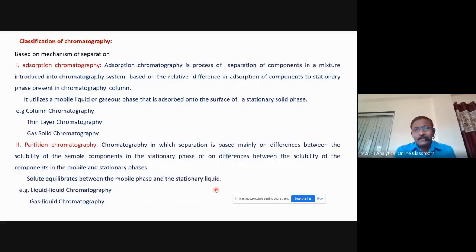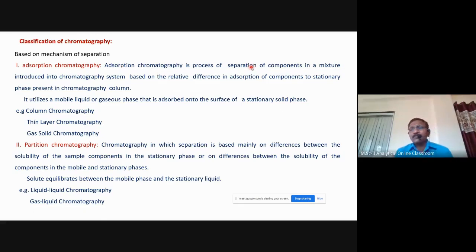Broadly, on the basis of the mechanism of separation, we have seen the classification of chromatography, there are a number of ways given, but we just have to understand the basic terms. So we are focused on adsorption and partition chromatography, even though there are ion exchange chromatography, then size exclusion chromatography, then affinity chromatography. These are some types of chromatography based on the mechanism. So first we'll see adsorption chromatography.